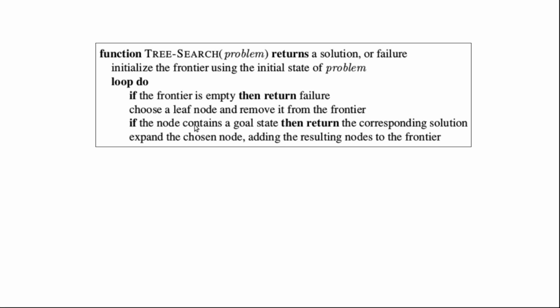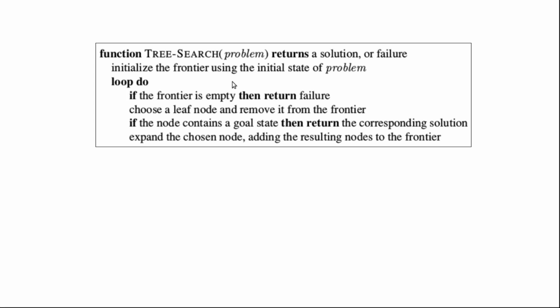If the node does not contain a goal state, then we need to expand the node, as we have already explained in the previous slides. So if it is not a goal state, we need to expand the node, and whatever new nodes result, we will add them to the frontier. So that is our tree search algorithm.